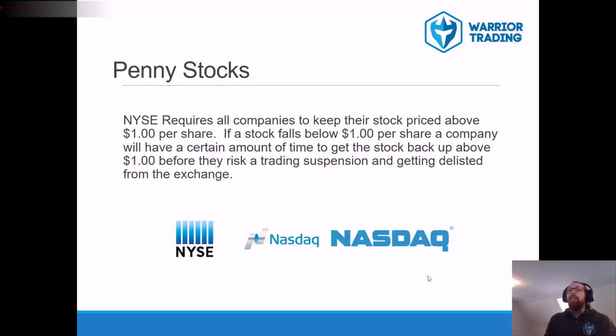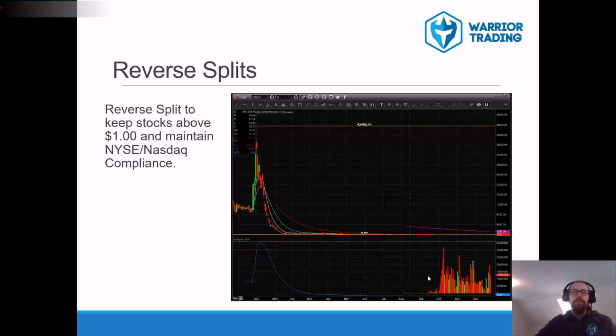NYSE can say you're off the exchange. NASDAQ, NYSE, they can say you're out. You no longer meet the minimum listing requirements, and you're off the exchange. A company will want to keep its stock on the NYSE or NASDAQ if possible. You don't want to go backwards. You don't want to get delisted. So they're always going to try to keep their stock above $1 per share. And this is where reverse splits come into play.